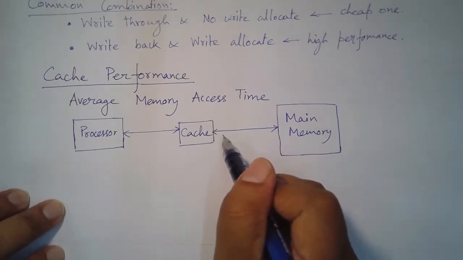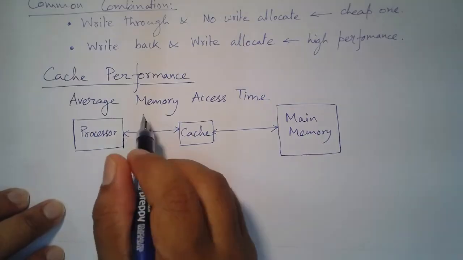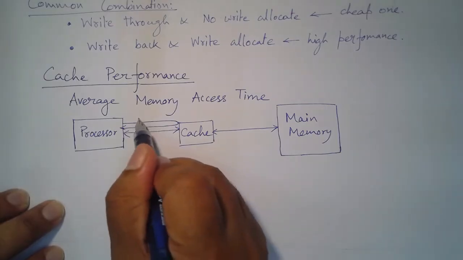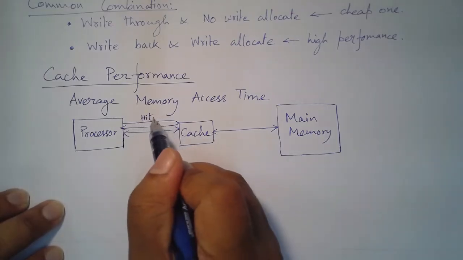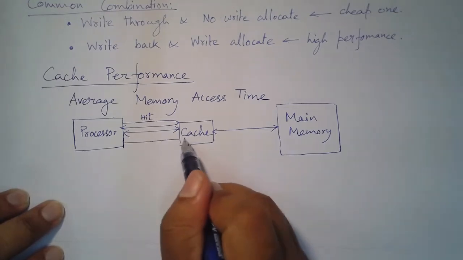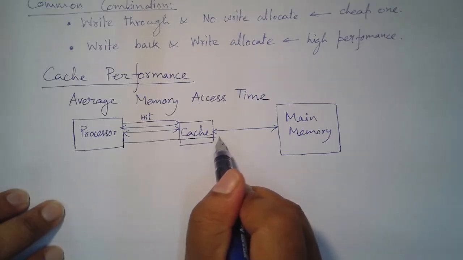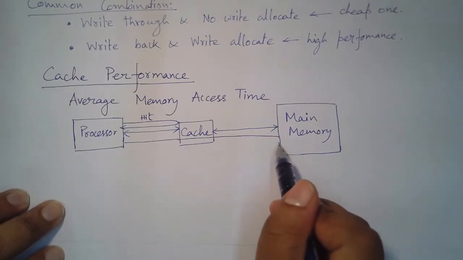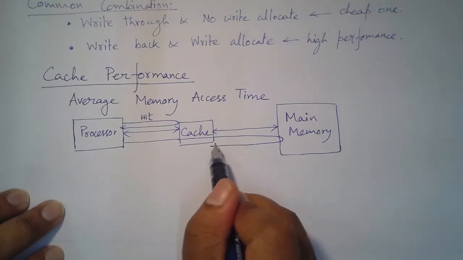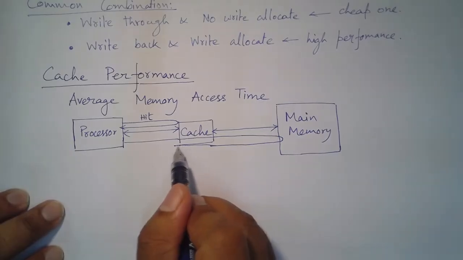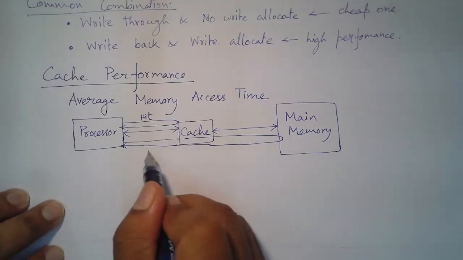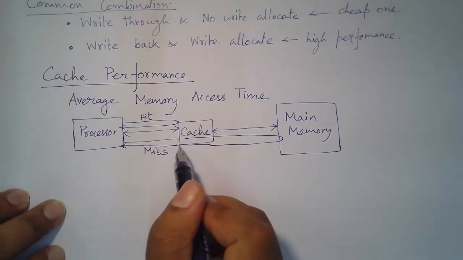All right. So in case there is a hit, the processor gets the data from the cache itself. And if there is a miss, the request goes to the cache. The cache figures out that the data is not available, so it sends the request to the main memory, and the data comes from main memory, and then through the cache, the response or the data goes to the processor. So this is the case of a miss. All right.